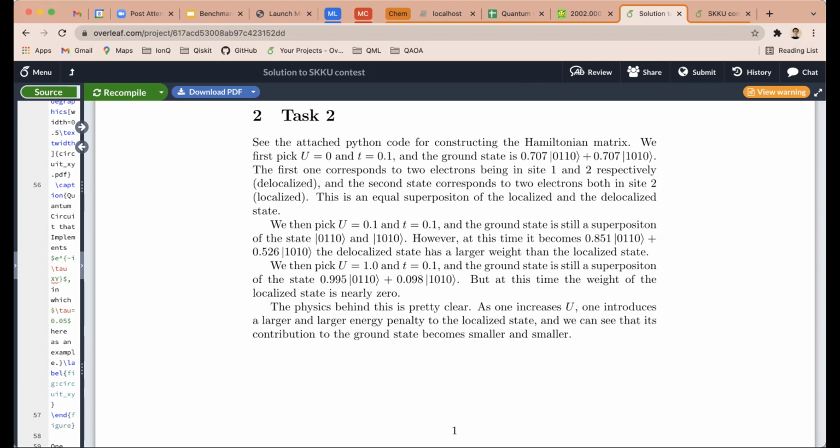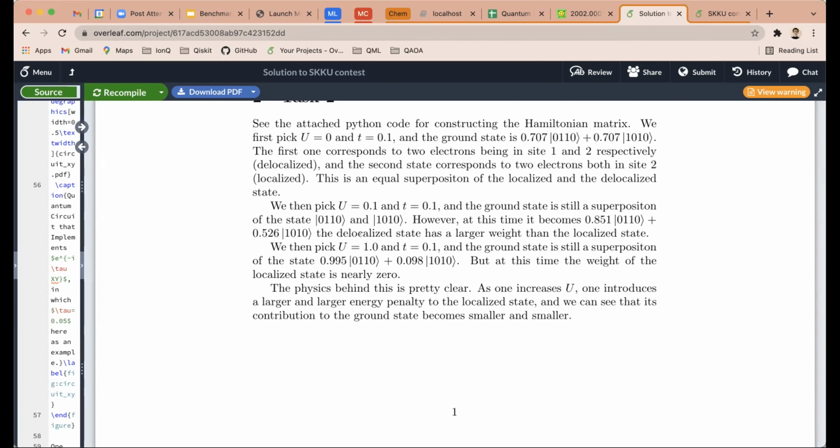And finally, we pick U to be 1 and T to be 0.1.